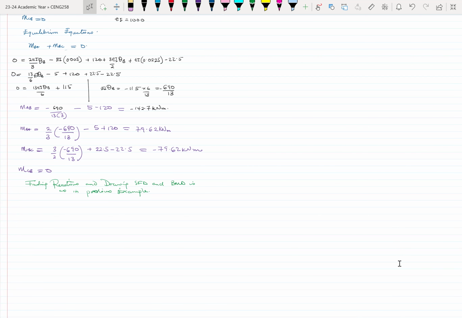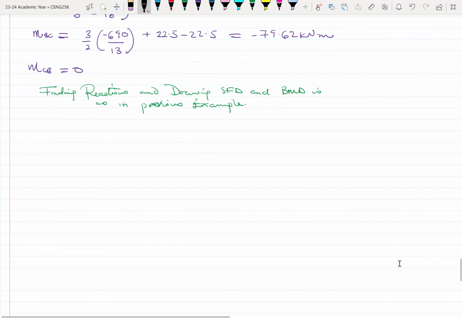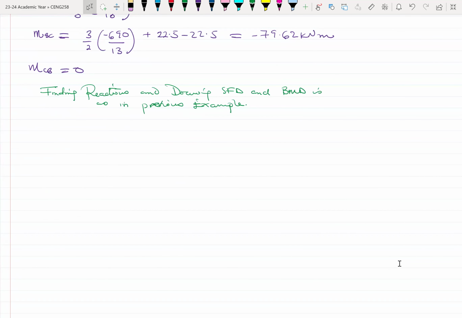So there are quite a number of examples. I'll try and send as many as I can to you guys when I find them. But the idea is that this is one of the most basic approaches in trying to analyze these types of questions. Now let's look at how to analyze frames. All right. So we've done beams. Now let's look at frames. So let's say analysis of frames.